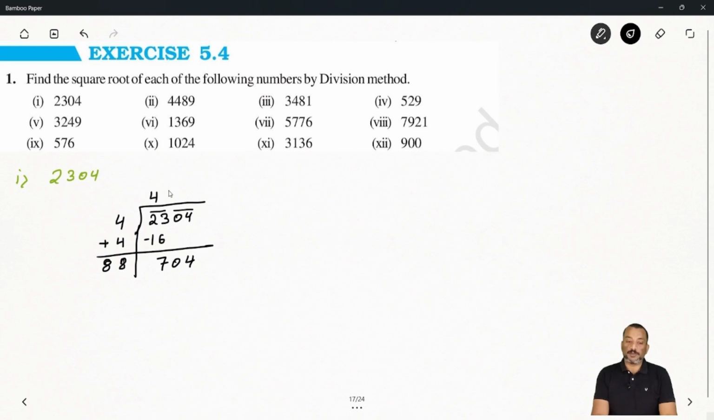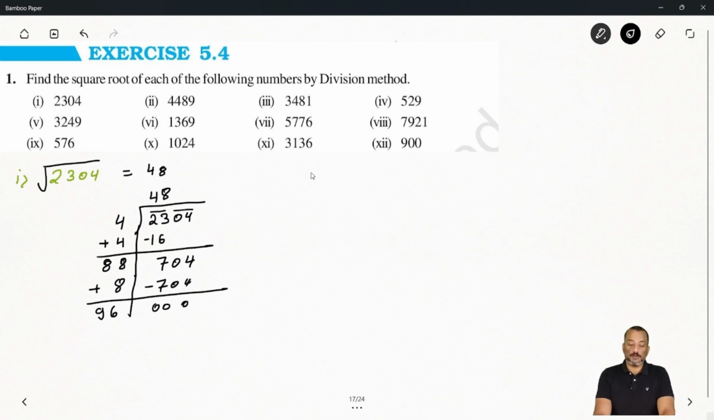So you can go with 8. 8 times it can multiply, so you get 704 here, and here you add 8. Now here you add 8 and here you subtract. So this one you get 96 and this one you get 0. Which means the square root of 2304 is 48 by the long division method. Okay, hope it's clear. Now let's solve a few more questions.